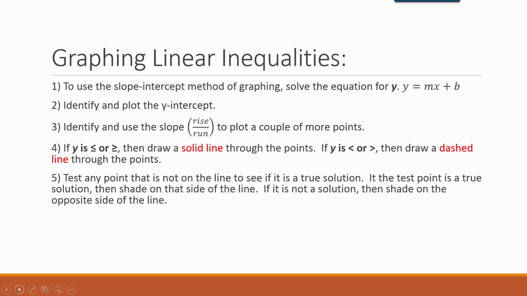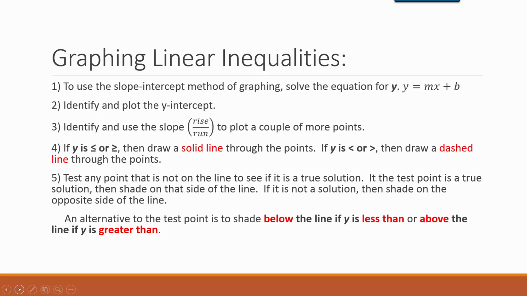So the easiest test point to use is 0, 0, as long as your line does not go through that particular point. So we pick any point that's not on the line, plug it in our inequality. If the statement that we have after we simplify is true, then we shade everything on that side of the line of the point that we picked. If it's not true, then we shade everything else on the opposite side of the line.